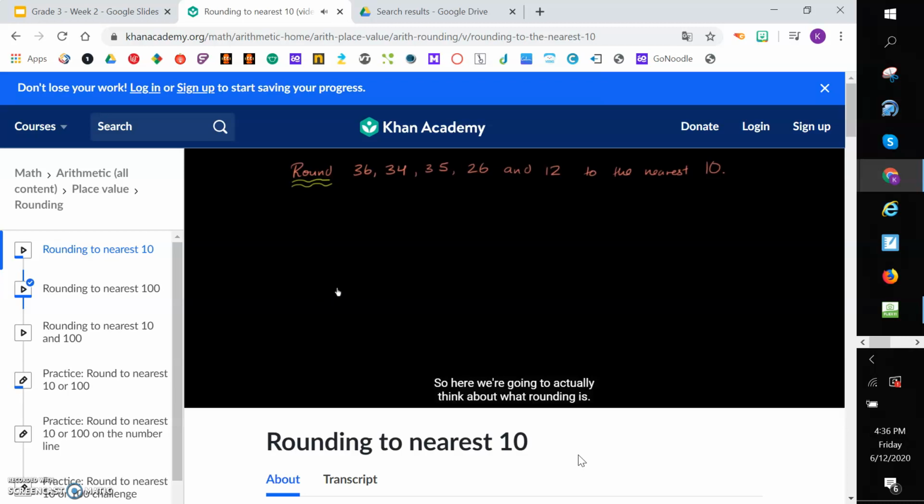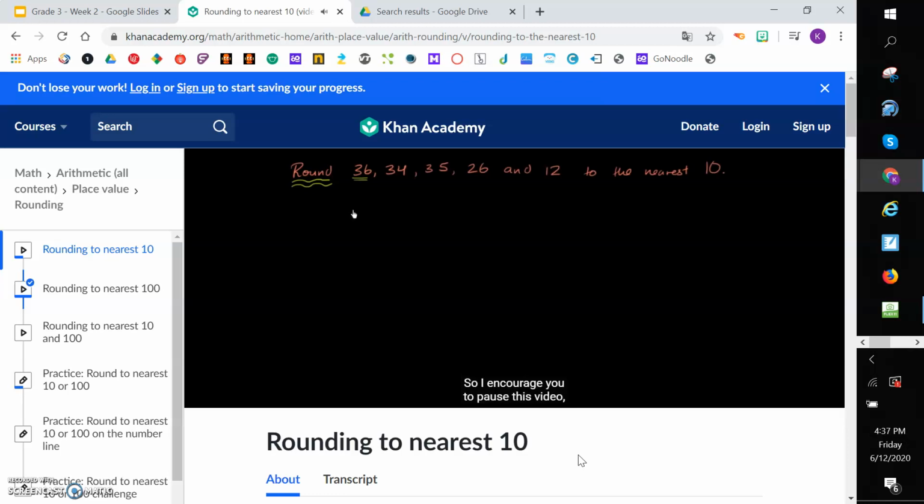So here we're going to actually think about what rounding is. And we're going to round each of these numbers, 36, 34, 35, 26, and 12. We're going to round each of them to the nearest 10. And I'll give you a hint of what that means. That essentially says take each of these numbers and find the multiple of 10 that it is closest to. So what are multiples of 10? Well, 10 times 0 is 0, 10 times 1 is 10, 20, 30, 40, 50, 60, and so forth.